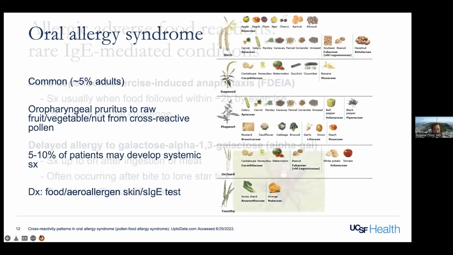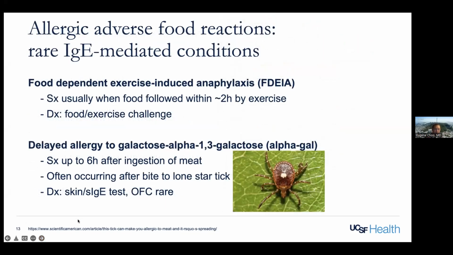All right, next, some rare IgE-mediated food allergy conditions, ones we don't see nearly as often, but definitely are out there. So there's food-dependent exercise-induced anaphylaxis, or FDEIA. And this is an unusual condition where someone can eat the food and be fine, and someone can exercise and they're fine, but they can't do the two within too close temporal proximity.